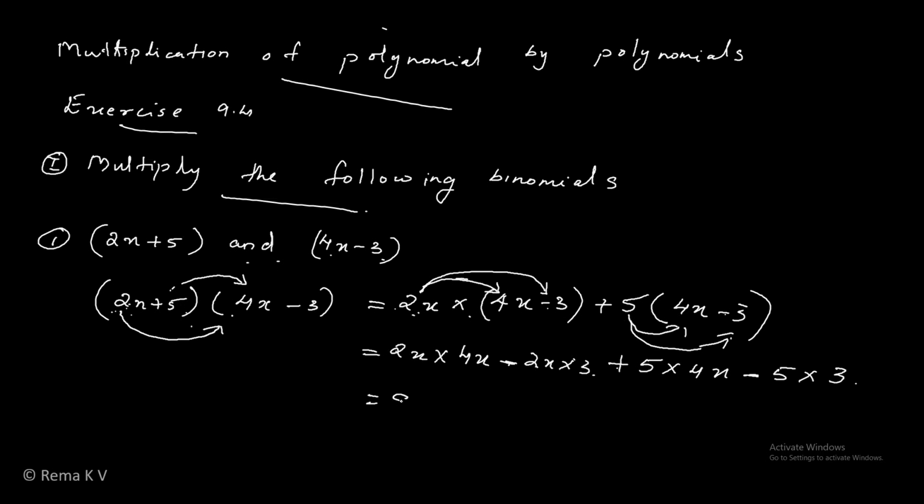Now let us multiply this. 2 4s are 8. x into x gives x square. Then minus 2 into 3 it is 6x. Then plus 5 into 4x it is 20x. Then minus 15. Here these two are like terms. So 8x square. We can simplify these two together. What will you get? Minus 6x plus 20x. What's the answer?